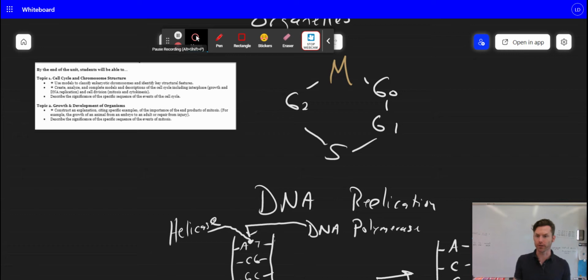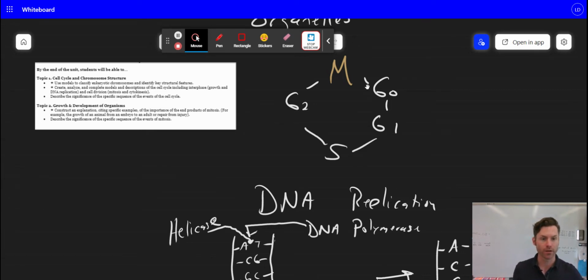So our next point reads, create, analyze, and complete models and descriptions of the cell cycling, including interphase, growth and DNA replication, as well as cell division, mitosis, and cytokinesis. And so this model that I have right here is a model of the overall cell cycle. Right? This is basically the life cycle of a cell.